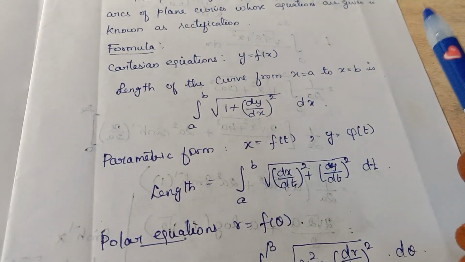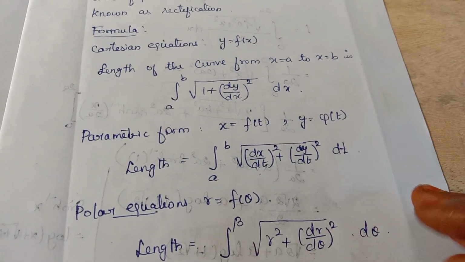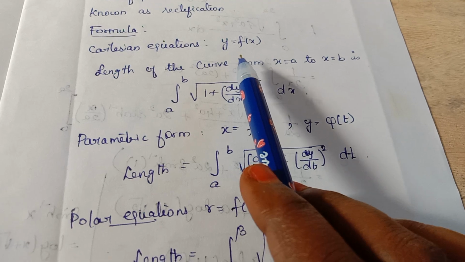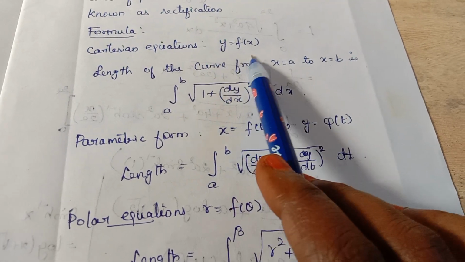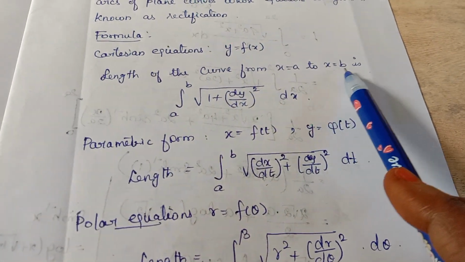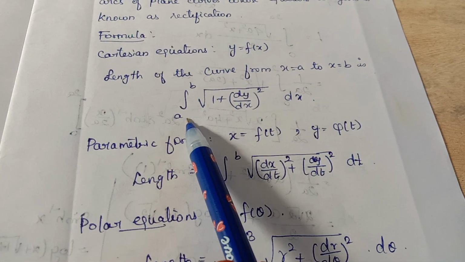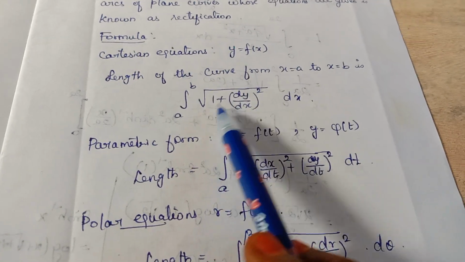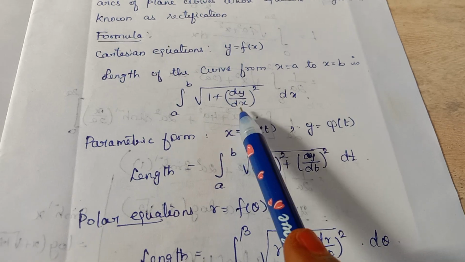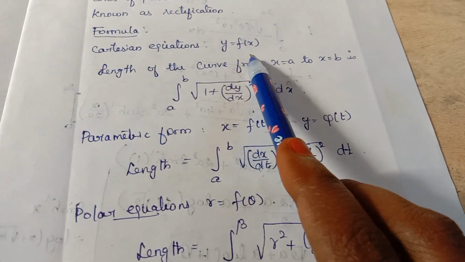I have stated the formula in three different forms. Suppose the equation of the curve is given in Cartesian form, that is y equal to f of x. Then the length of the curve from x equal to a to x equal to b is given by integral a to b square root of 1 plus dy by dx the whole square into dx. So this formula is used when it is given in the form y equal to f of x.